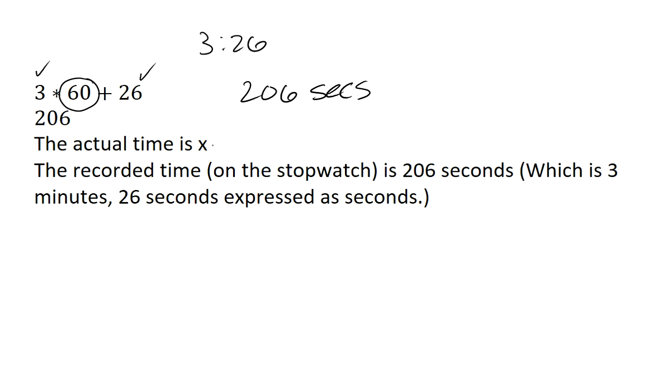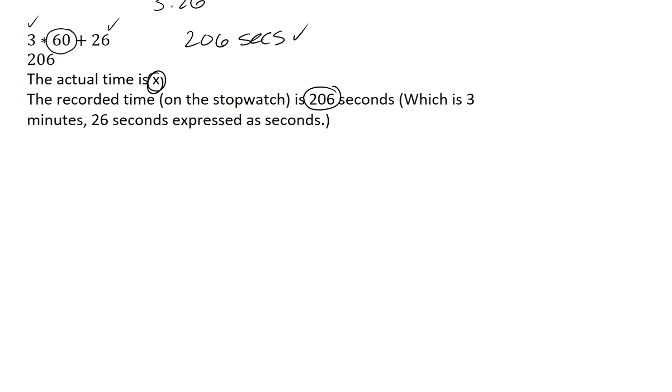And I'm also noting that the actual time is x, and the recorded time on the stopwatch is 206 seconds. That's what we just calculated, which is the 3 minutes and 26 seconds expressed as seconds. So here's my absolute value inequality. If I look at the difference between the recorded time and the actual time. Now I don't know what the actual time is. I'm calling it x, right?